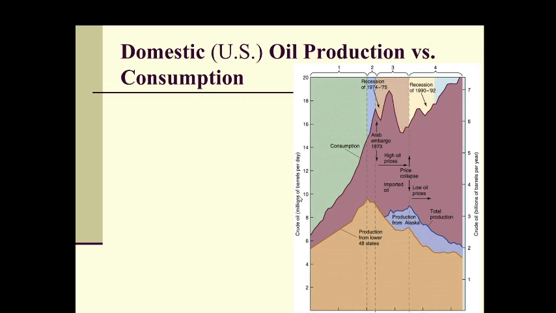Here is a graph of oil production versus consumption. On the left-hand vertical, we have crude oil in millions of barrels per day, and on the right hand, it's in billions of barrels per year. The bottom axis is time. Production is this line down here, and then it turns blue and follows over here. And consumption is this line.